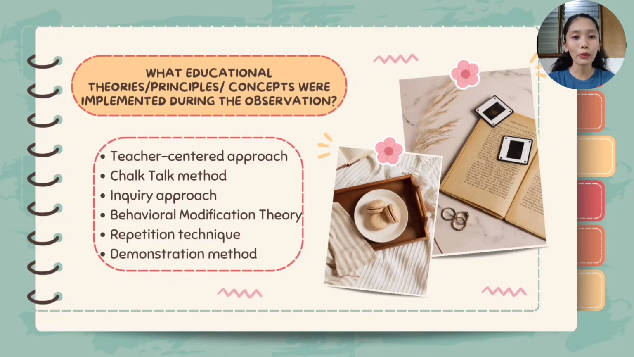Fourth is the behavioral modification theory by B.F. Skinner and Albert Bandura. There was a time in class when a student was looking outside through the window while eating. When the teacher caught her, she called her attention and told her that she would be the one to answer the first problem solving on the board.